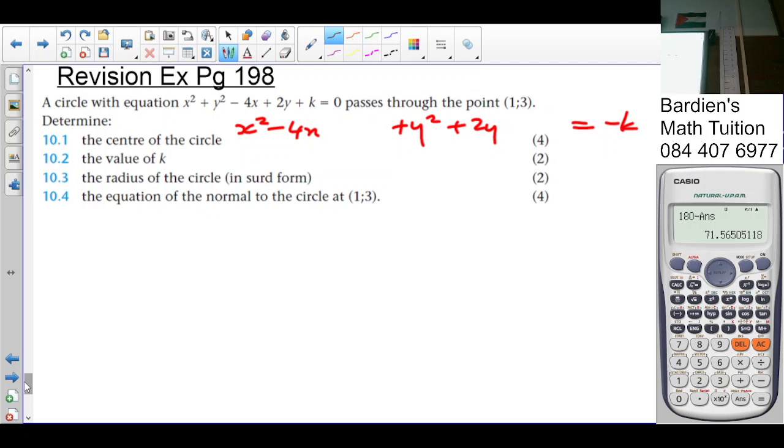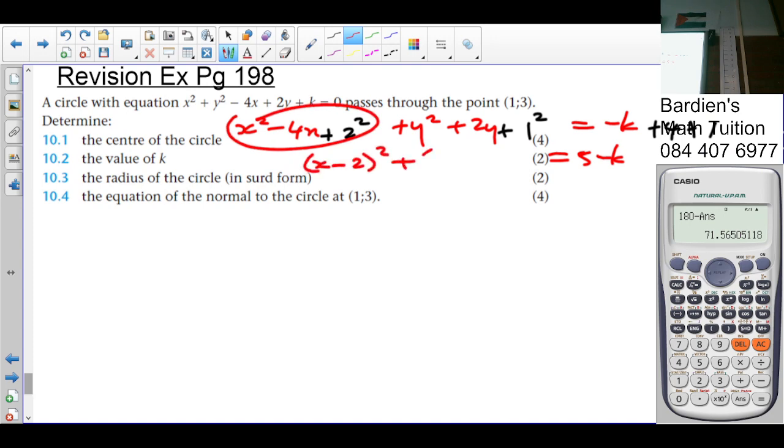So this is going to be a half times 4, which is 2 squared, which is 4. And then plus 1 squared, which is 1. So the right side comes to 5 minus k. And that would be a perfect square trinomial, which is (x minus 2) squared plus (y plus 1) squared. Here's the answer. Determine the center of the circle. So the center of the circle is (2; minus 1).